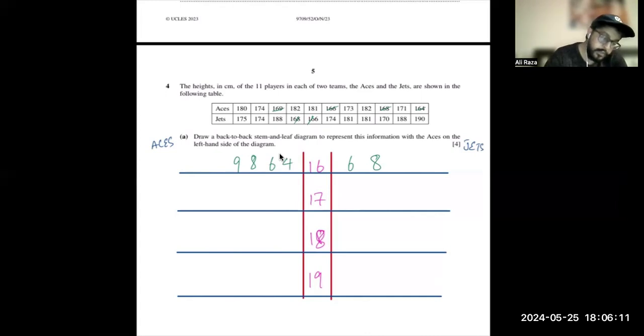And then we move on to 170s. I have 171, 173, and 174. For jets, I have 170, 174 twice, and a 175.